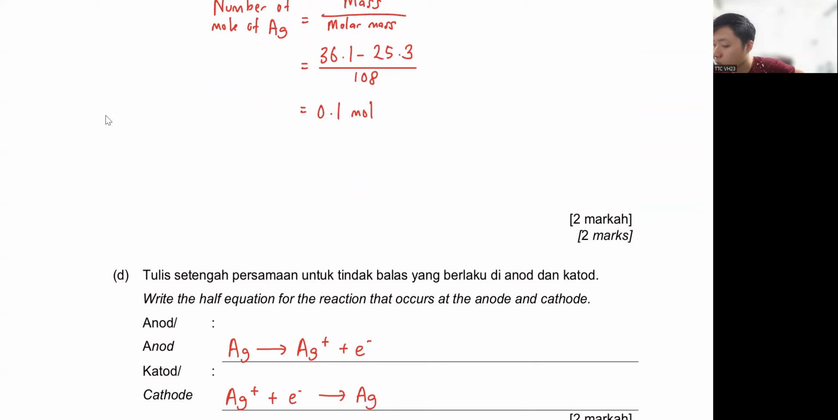Just in case you still don't remember, positive charge, so what happens? The electron is negative, so the positive charge attracts electrons, which is right here. This one also attracts electrons. So they take electrons like you right here and become Ag.